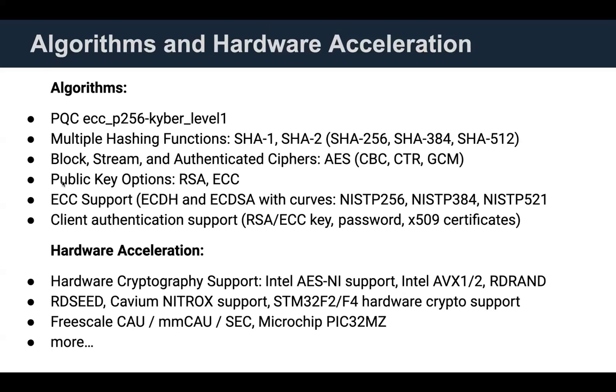Some of the algorithms and hardware acceleration supported with wolfSSH, as mentioned, include post-quantum crypto, ECC with Kyber. We have multiple hashing functions available since it goes down to wolfCrypt. It supports AES for the block and stream ciphers, that's CBC, CTR, and GCM mode. It also supports RSA and ECC. ECC supports multiple curve sizes: NIST P256, 384, and 521.